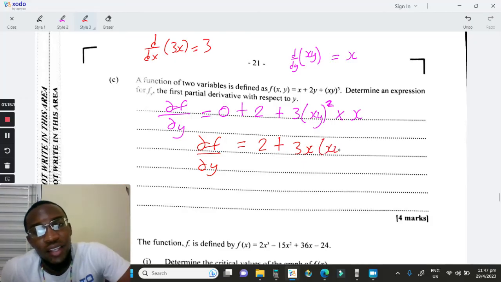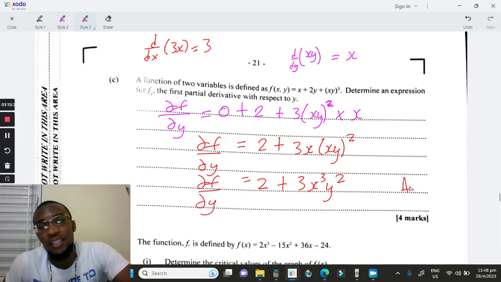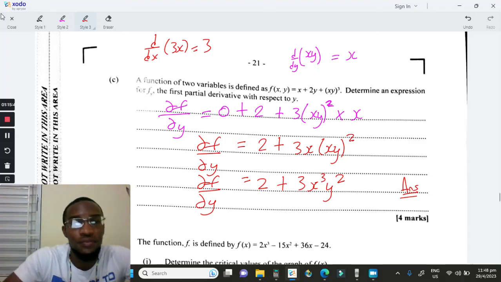that is 3x in bracket, (xy) squared, and then you can simplify it as 2 plus 3x times x squared y squared, so it's really 2 plus 3x cubed y squared if you want to expand it out, and that's it. 4 marks for that. Easy.